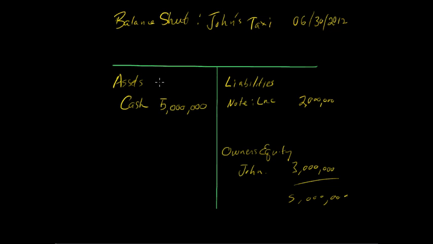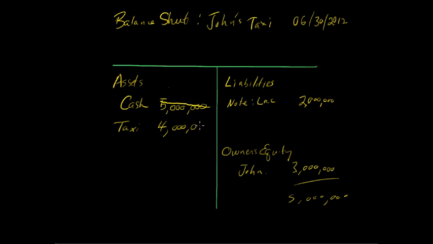So now John has enough cash in the business to go out and buy a taxi. So that's actually what he does. He goes out and buys a taxi. And so we have another asset in the business now. We have this taxi, this automobile that he purchased. And he purchased it for 4 million.